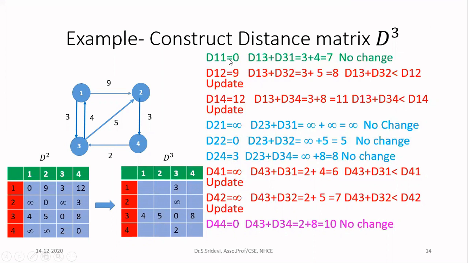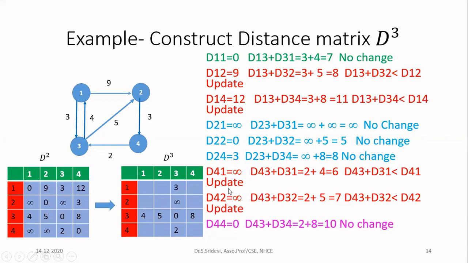Whereas D11 I will not update because when I compute D11, initial cost is 0, but when I include 3, I am getting cost as 7. When there is no decrease in the cost, don't update it. Likewise, you compute for all the remaining cells also. Totally 9 cells you have to calculate. So now out of the 9 cells, I found that there are changes in 4 cells. They are D12, D14, then D41 and D42. So all these 4 you have to update. The remaining 5 you have to retain the value from the previous matrix only.